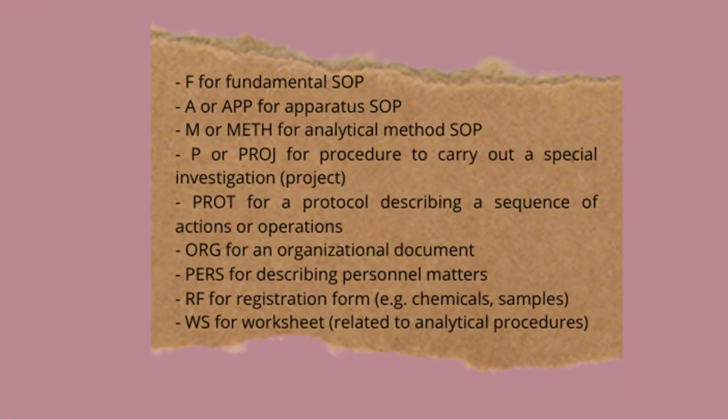Categories can be denoted with a letter or a combination of letters, which, as you can see on the slide, is F for the fundamental, A or APP for apparatus, M or MET for analytical method SOP, P or PROC for the procedure for carrying out a special investigation or project, PROT for the protocol, ORG for an organizational document, PERS for describing personnel matters, RF for registration form, such as for chemicals and samples, WS for worksheet, which is related to the analytical procedure.